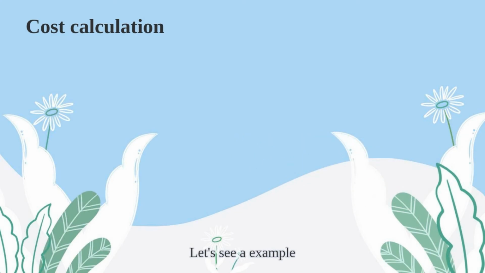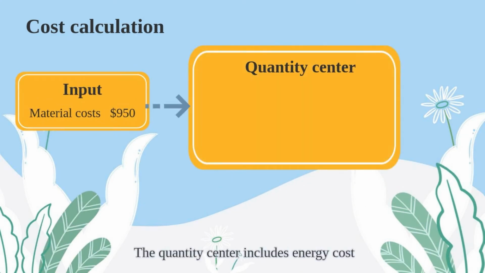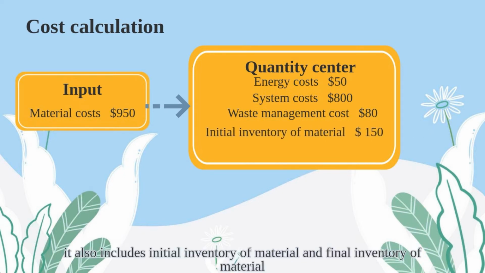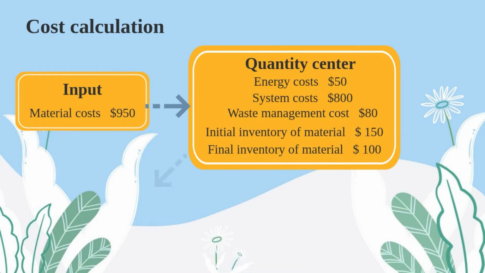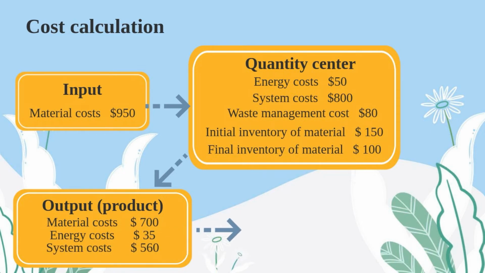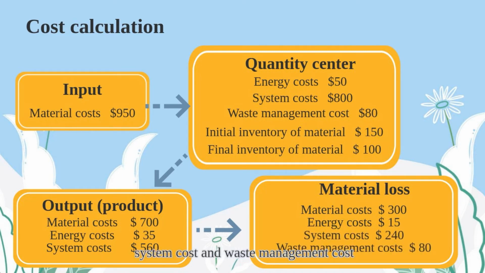Let's see an example. The input section includes material cost. The quantity center includes energy cost, system cost, and waste management cost. At the same time, it also includes initial inventory of material and final inventory of material. The output part includes product, material cost, energy cost, and system cost. Material loss includes material cost, energy cost, system cost, and waste management cost.